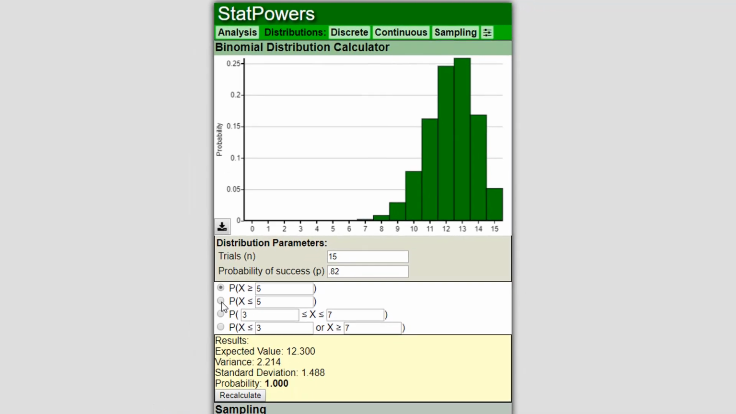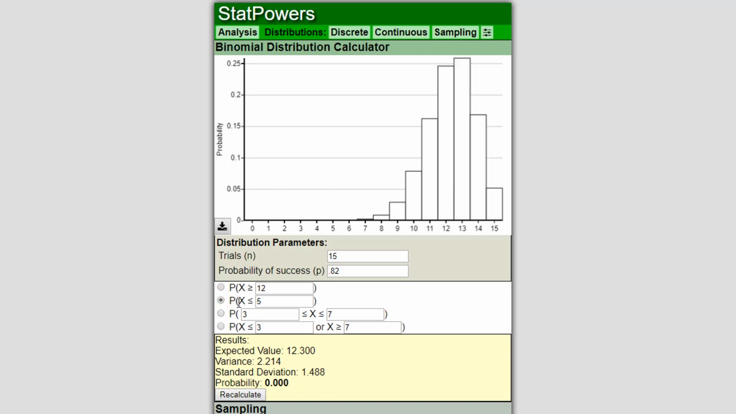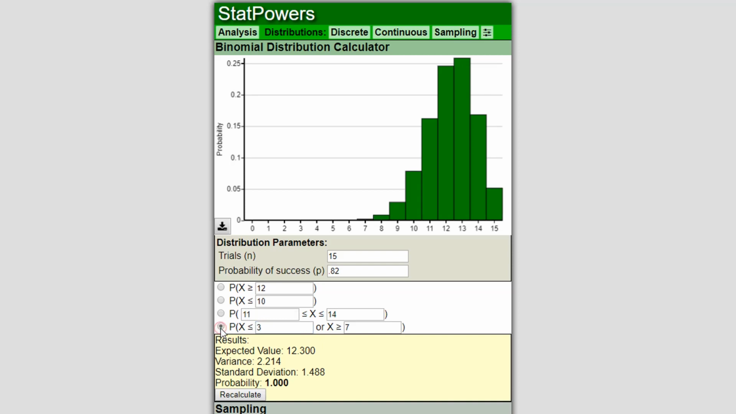The probability that the person makes, say, at least 12 shots, 12 or more. I'll put in a 12 there, and you can see what's highlighted in the chart matches what I'm describing here. The probability is calculated below. In fact, I also get the expected value, the variance, and standard deviation of the distribution. I can look at the probability less than, that's pretty low. The probability that they make, say, 10 or fewer baskets can be found easily. The probability they make somewhere between, let's say, 11 and 14 inclusive, and then you can get tail probabilities as well. So those are the probability calculation features for any of the discrete distributions.